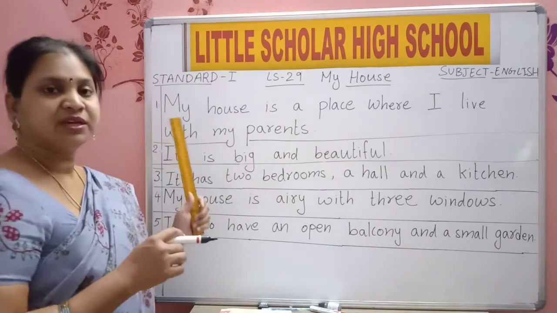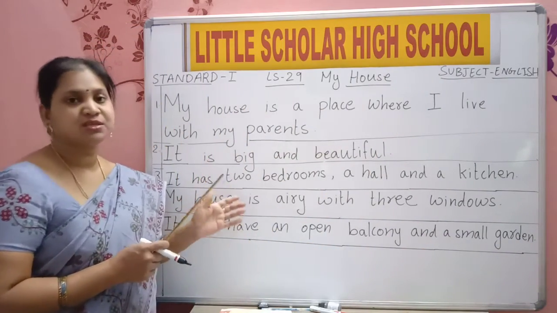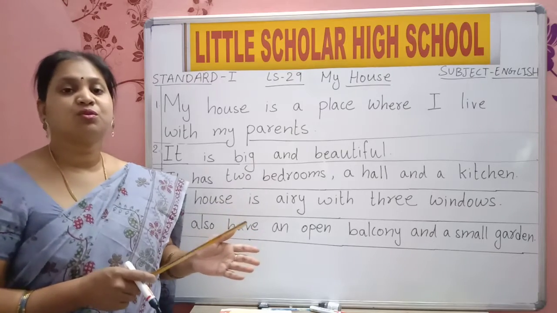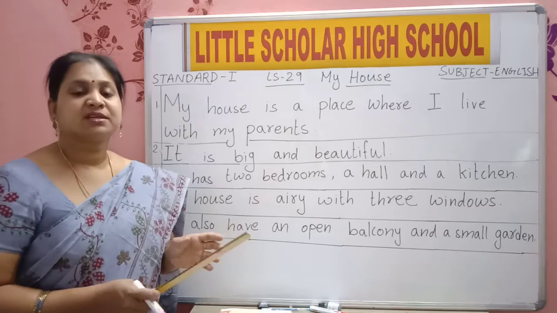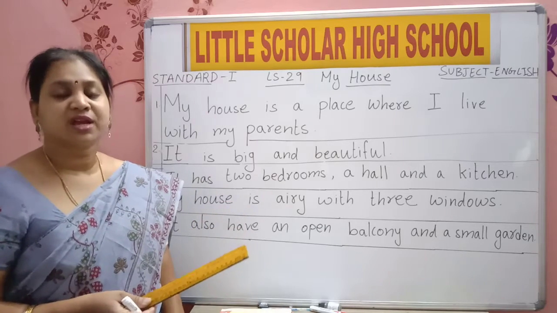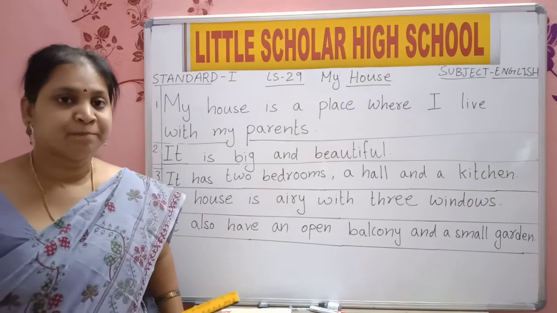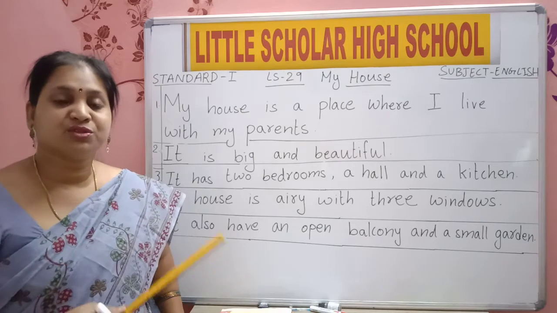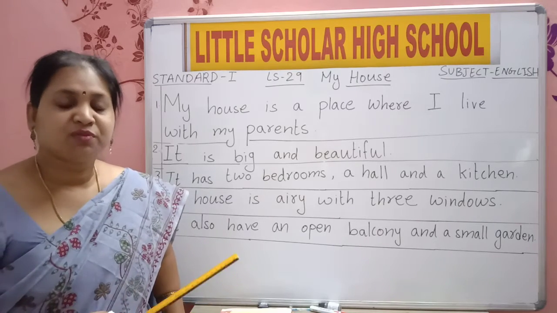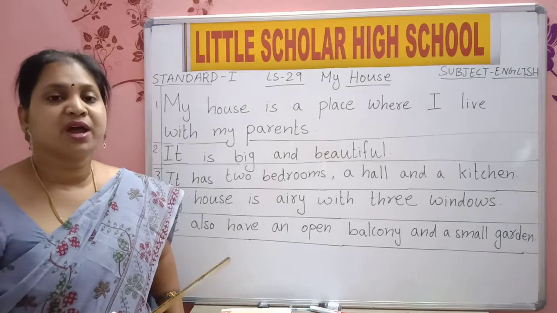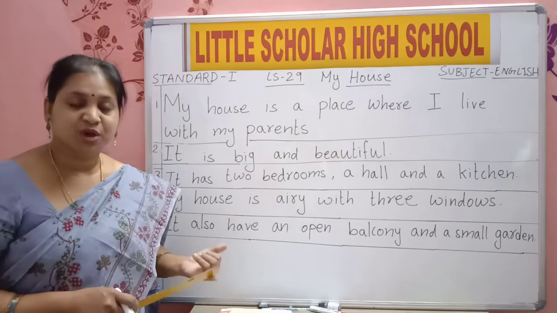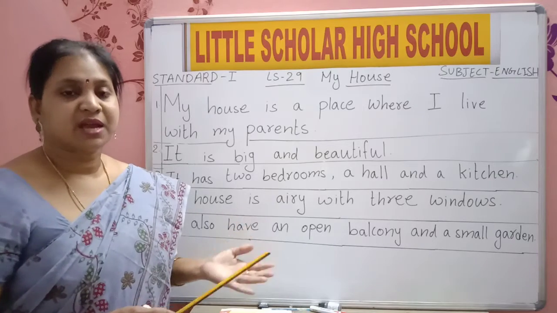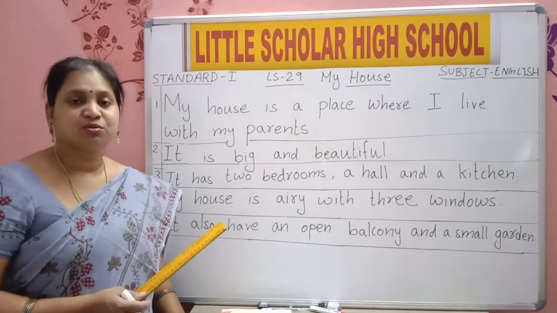If you want to write the same sentences, you can write. Otherwise, you can write your own sentences describing your house. How is your house? How is the top of the house? Which color windows do you have? How many windows do you have? How many rooms do you have? You can describe your own house and write your own sentences also.